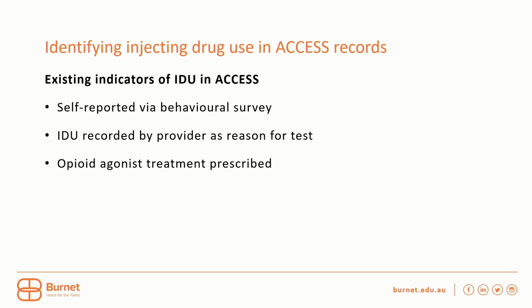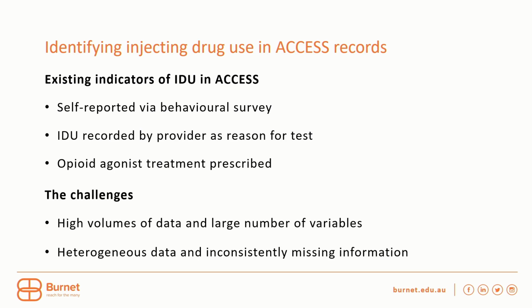So how do we find these people when Access contains over 16 million consultation records and over 100 variables from various clinic types with different clinical practices and patients with different needs? This challenge of trying to find new indicators in such complex data requires automated, data-driven approaches to be able to make sense of all the data, including the missing information.